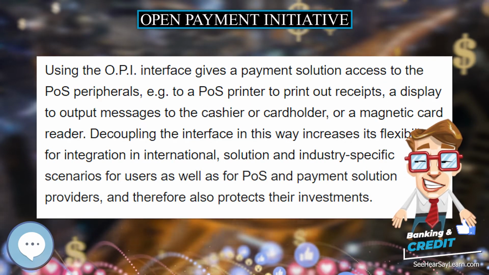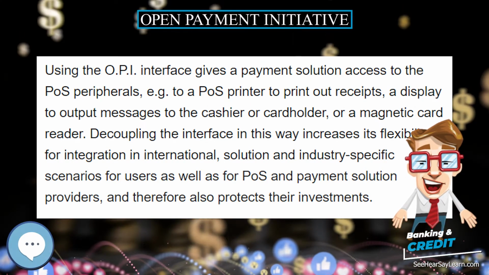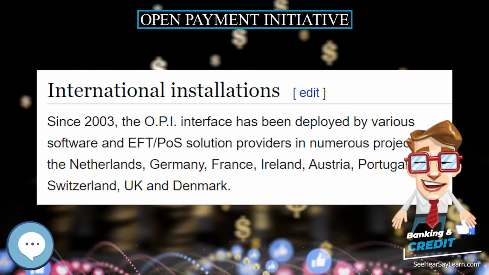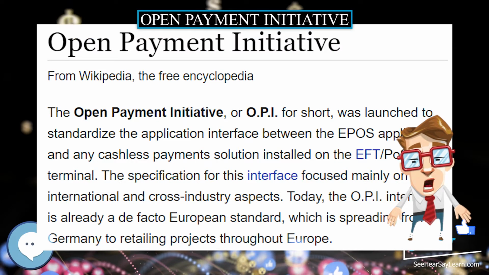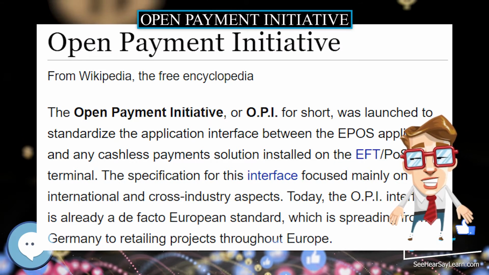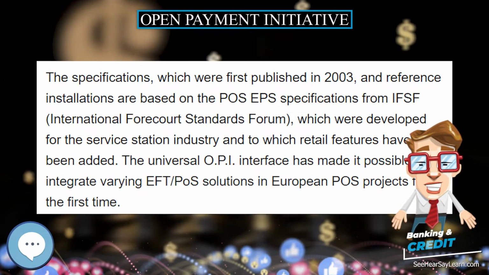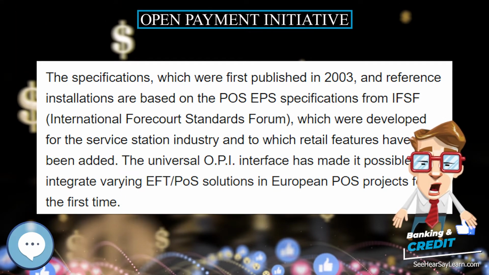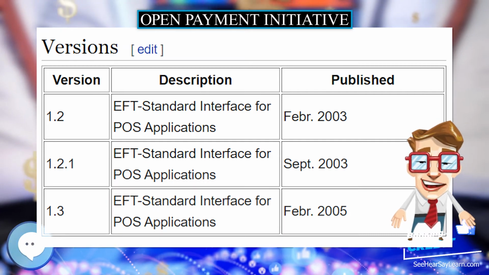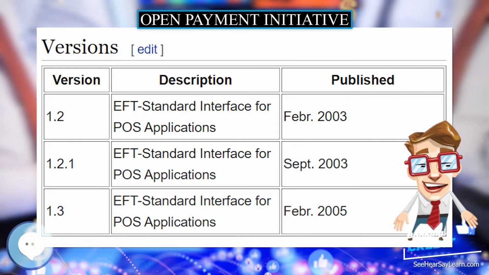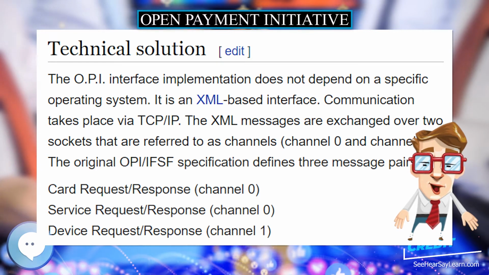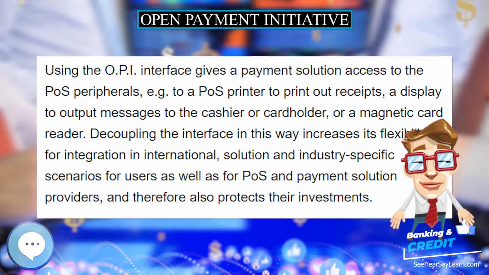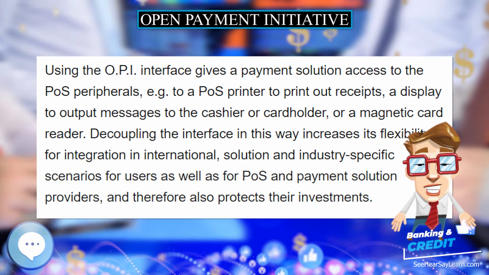Today, the O.P.I interface is already a de facto European standard, which is spreading from Germany to retailing projects throughout Europe. The specifications, which were first published in 2003, and reference installations are based on the POS EPS specifications from IFSF, International Forecourt Standards Forum, which were developed for the service station industry and to which retail features have been added. The universal O.P.I interface has made it possible to integrate varying EFD/POS solutions in European POS projects for the first time.